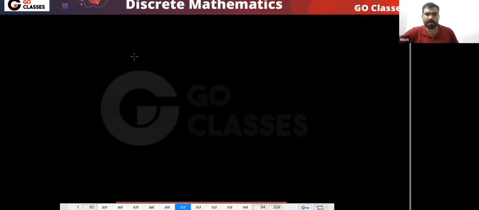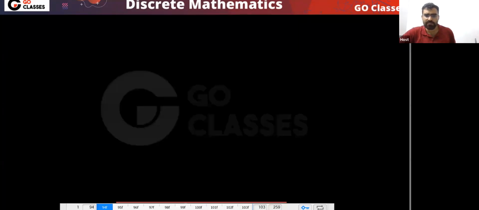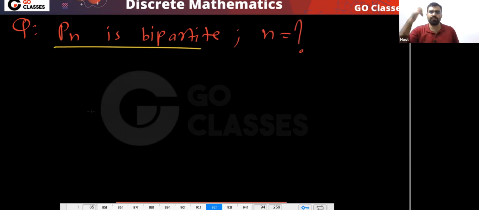Is this clear? Bipartite graph. Which graph is bipartite? Which graph is not bipartite? Always start with one vertex and just find out the bipartition. So this is the definition of a bipartite graph. Tell me which graph is bipartite. Some questions I'm asking you. Pn is bipartite. For which value of n? This Pn, the path graph.